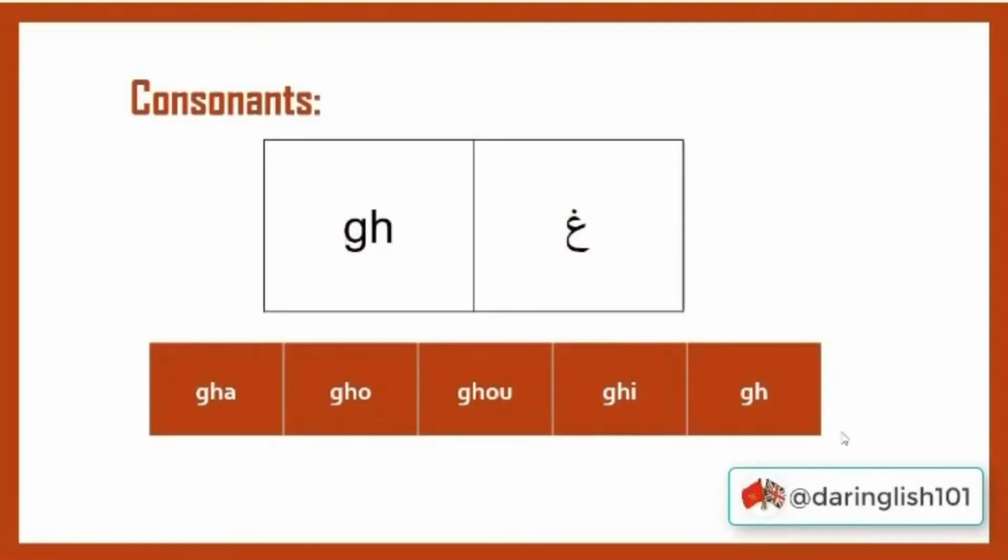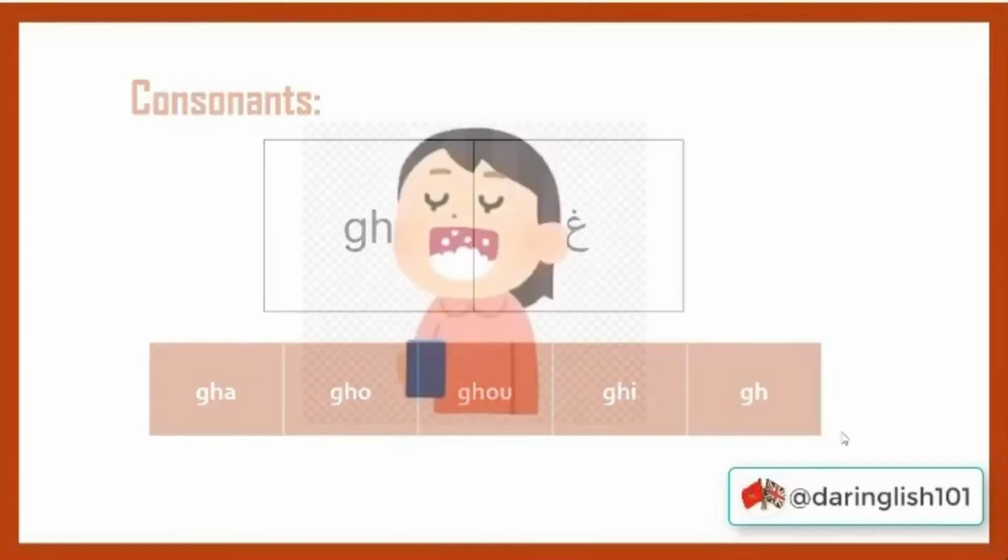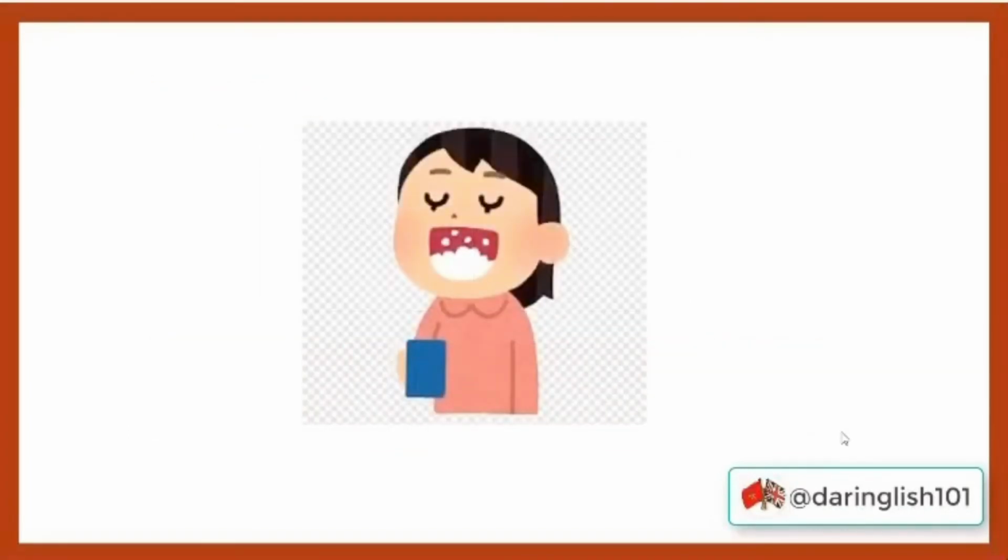حرف الغين, G with an H, like the R in French. R, ra, ro, rou, ri, r. So one way of finding the pronunciation for the letter Ghain is by gargling. Yes, the sound emitted with a deep gargle is close to the Arabic letter Ghain. So notice when you listen to this sound that there is a vibration coming from the beginning of the throat. That's Ghain.